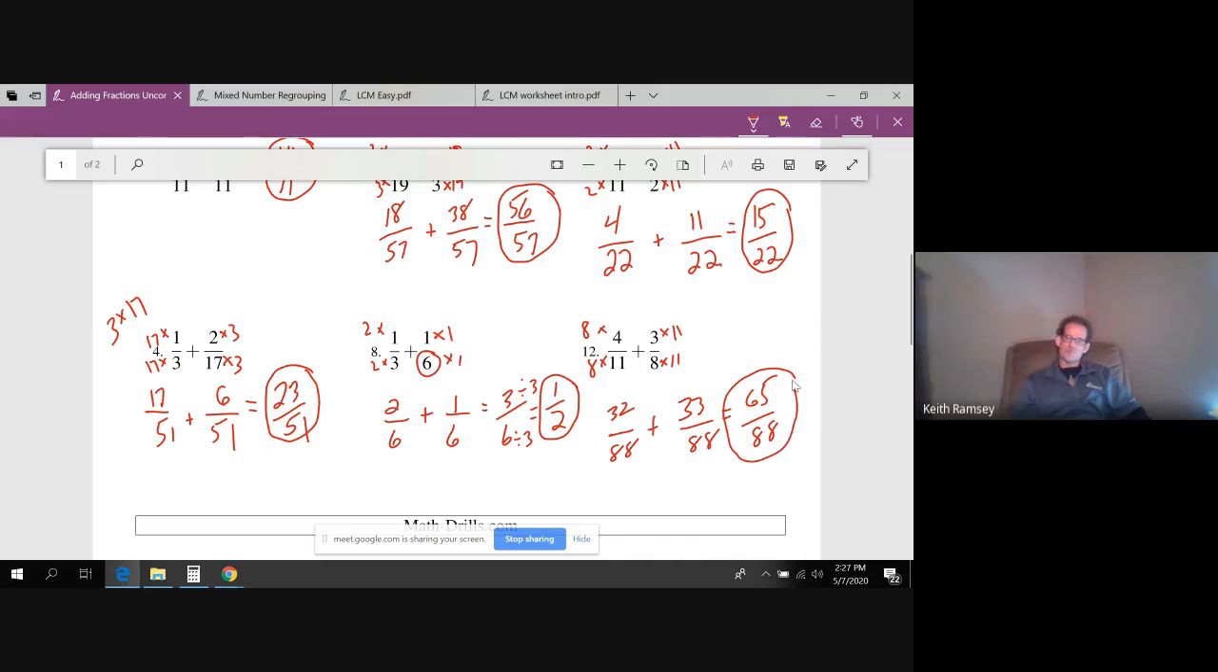How do I know this is reduced? Well, because 65 is only going to have multiples of 5, and 88 does not have factors of 5. 5 is not a factor of 88. So I know that this is reduced at this point.